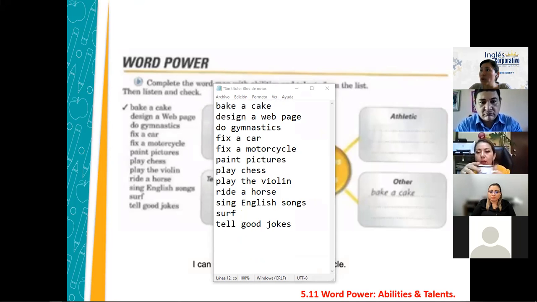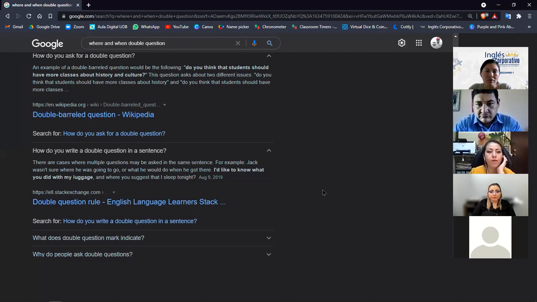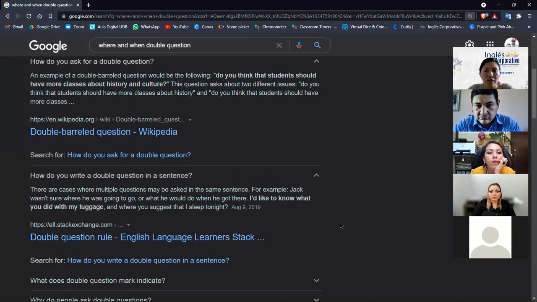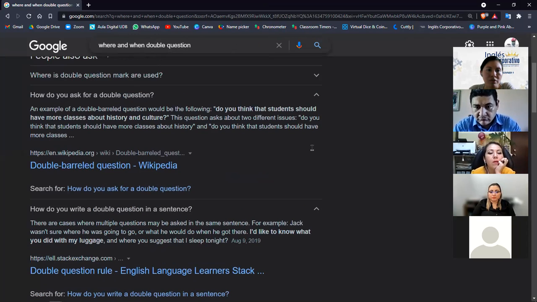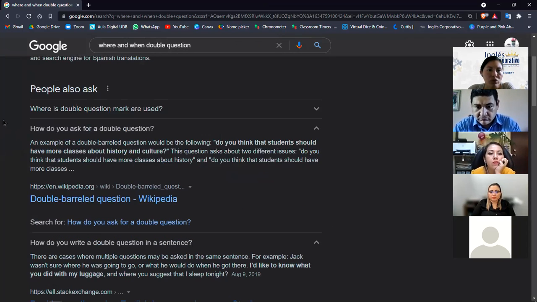For example, cuando me hacen una pregunta, pues sí, me dejan pensando. Pero acá en la pregunta que decía, creo que Beatriz, bueno, esto es lo que yo hago, ¿verdad? Si yo de repente tengo la duda, ella me hizo una pregunta con when, parece que no es when. Y yo le agregué double question, ¿verdad? Entonces, aquí había un punto donde decía, people also ask, right? How do you ask for a double question?